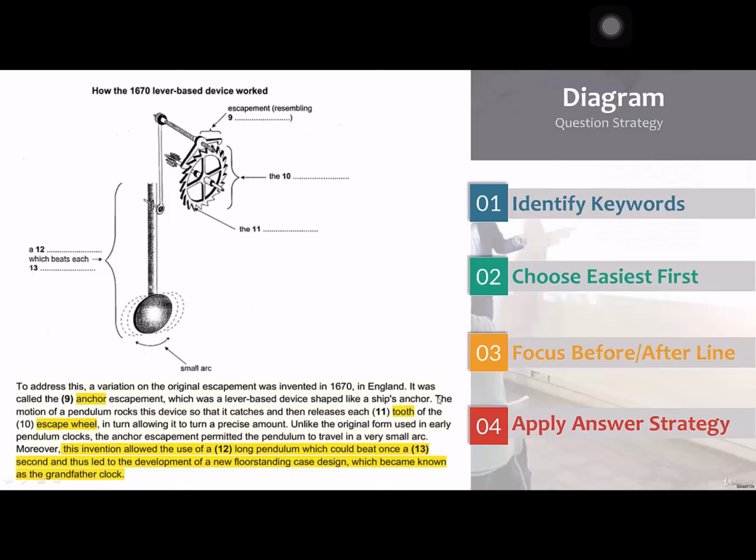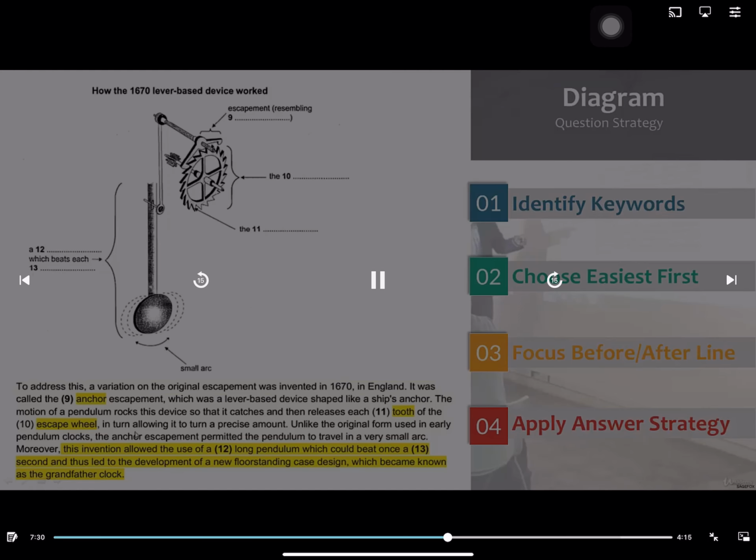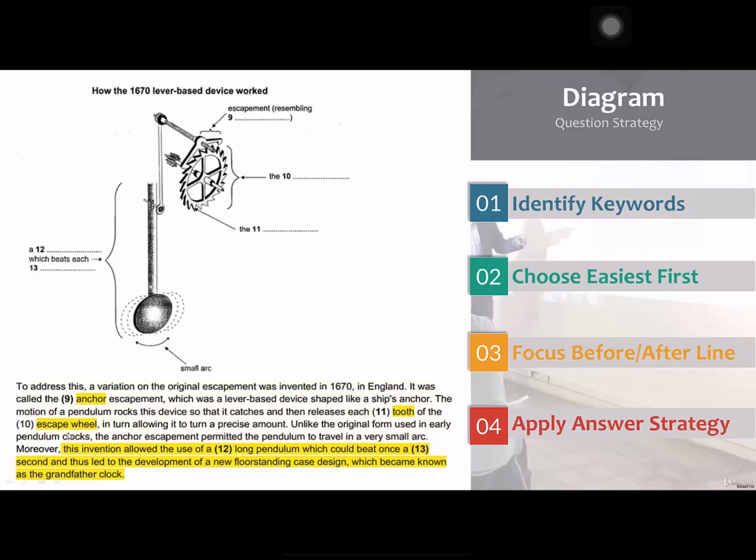All right. And then for the next one, the motion of a pendulum rocks this device so that it catches and then releases each. Answer is tooth. Right. It catches and releases. So they're talking about right here. It's catching and releasing. What is it catching and releasing? It's catching and releasing from each tooth of the number 10 escape wheel. So here you see you find number 11 before you find number 10. Number 11, we're talking about a circular motion. You should be able to identify that is a wheel.